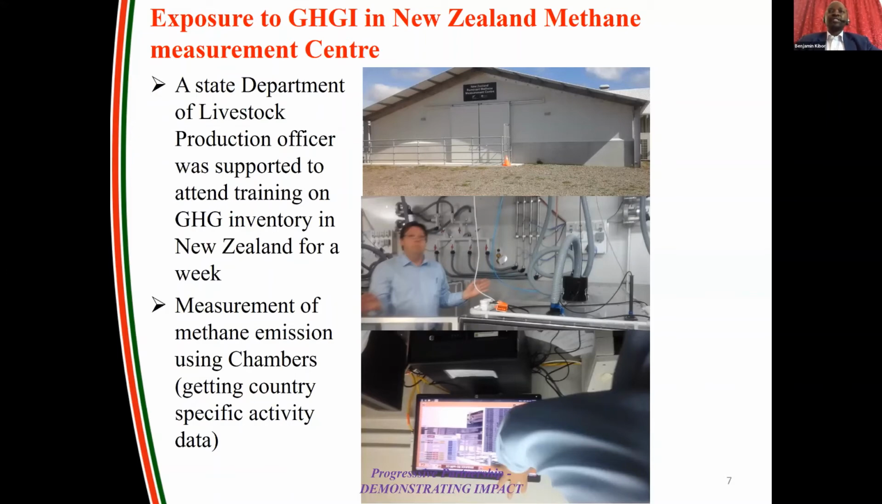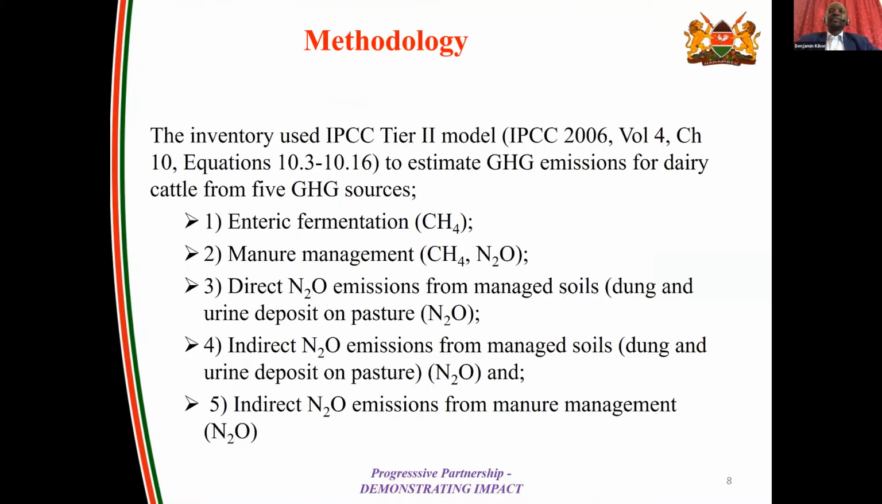And the inventory followed the IPCC Tier 2 methodology, using the model of IPCC 2006 volume 4, and the equation is indicated there. The GHG sources were enteric fermentation, manure management, direct nitrous emissions from soils, dung and urine deposit on pasture, indirect nitrous emissions from managed soils, and indirect nitrous emissions from manure management. These are the GHG sources, and we were using those guidelines indicated by Andreas to arrive at the estimations.